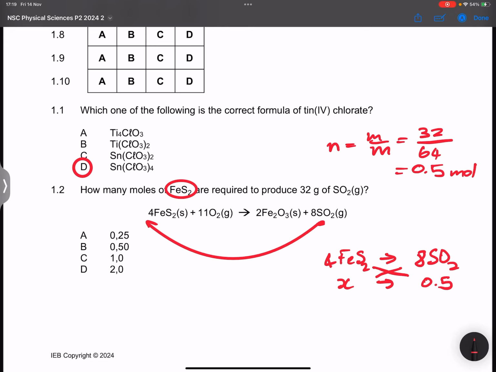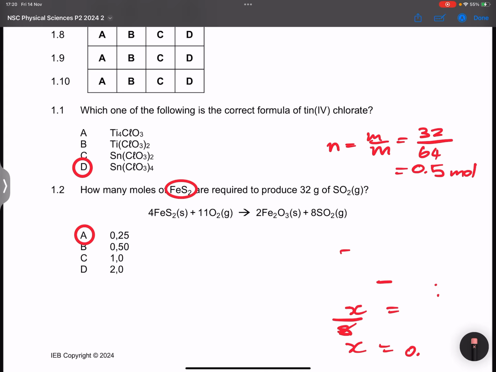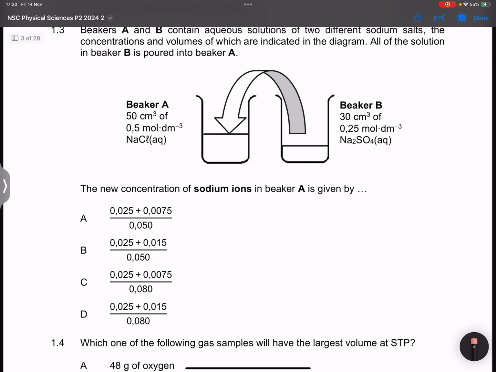is just cross multiply: 8 times x, which will give us 8x, and 4 multiplied by 0.5, which will give us 2. And so if we divide both sides by 8, then x will be 0.25. So that tells us for every 0.5 of sulfur dioxide, we would have used 0.25, half the amount. And we expected that because for every 4 there's 8, so the correct answer there is 0.25. I hope that you followed that well, and let's go to the next question.